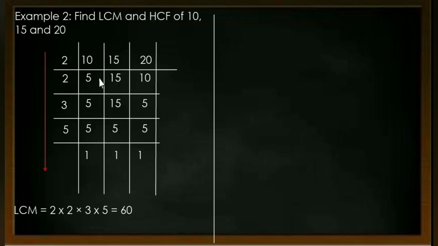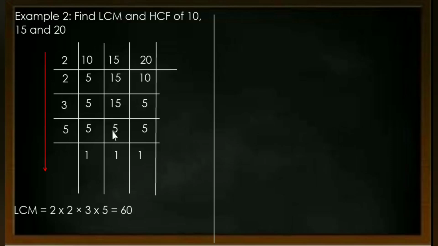Did 2 divide 5 without remainder? No, we brought down 5, right? So we cannot consider this row. Move to the third row. Did 3 divide the numbers here without remainder? Yes. Did it? No, actually, because we brought down 5, right? Very good. So this row is not up for consideration. Okay? So move to the next row.